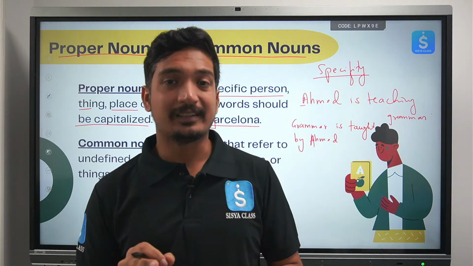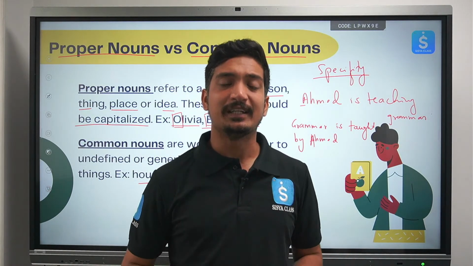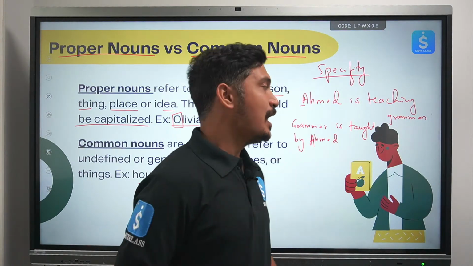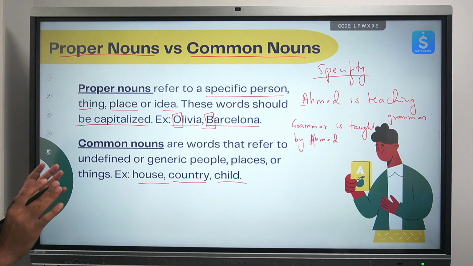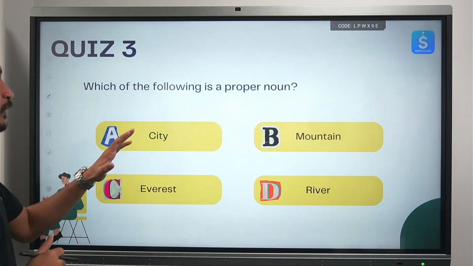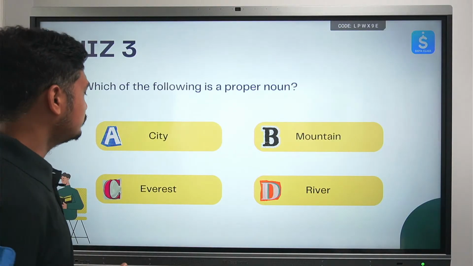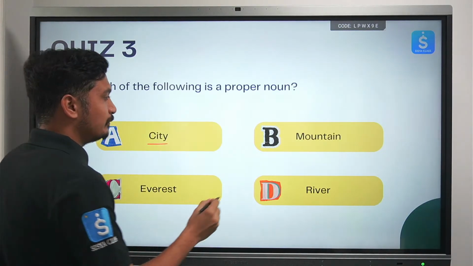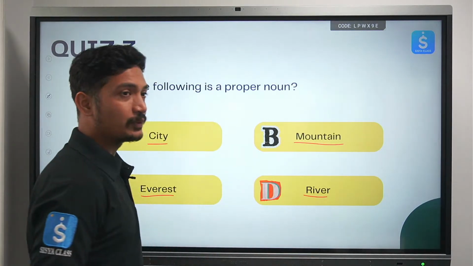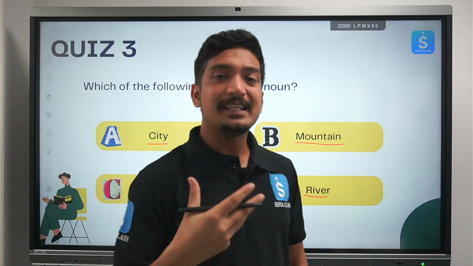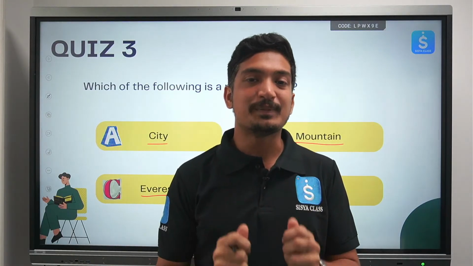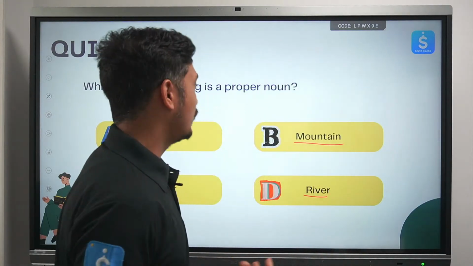This categorization was based on specificity, that is, how specific you are when you're talking about certain stuff. Now we'll have some questions. We'll see if you have understood these things clearly or not. Quiz number 3: which of the following is a proper noun? We have city, we have mountain, we have Everest, and then we have river. Now if I see these words, I need to ask myself whether we have any specific information or not.